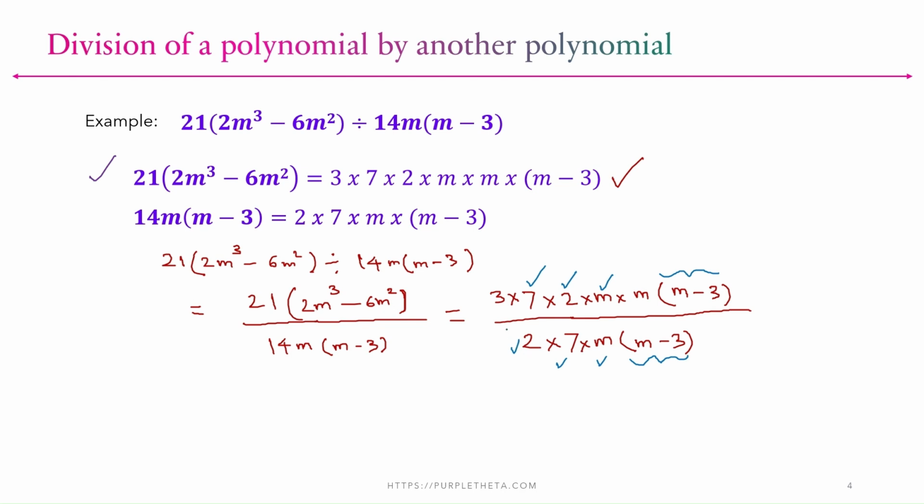So the common factors in both numerator and denominator will cancel each other, right? So this 7 and this 7, this 2 and this 2, right? This m and this m and m minus 3 and m minus 3 at the denominator will cancel each other, and what we are left with is 3 and m, right? That is 3m. This is the answer, 3m.